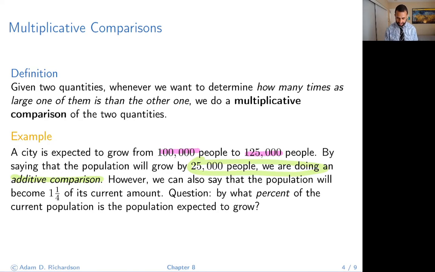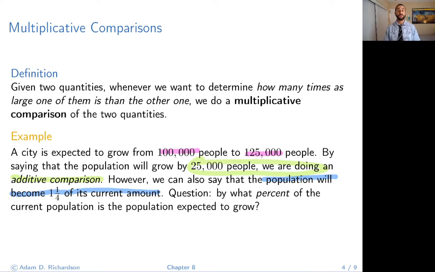In contrast, we can also say this. We can say that the population will become 1 1/4 of its current amount. So in other words, if you take the current population, 100,000, and you multiply it by 1 1/4, then you're going to get the new population.